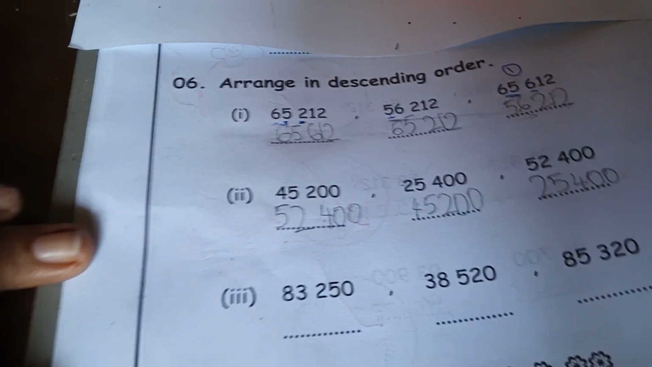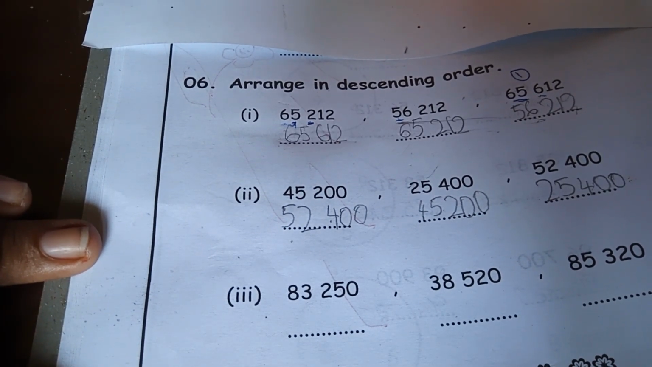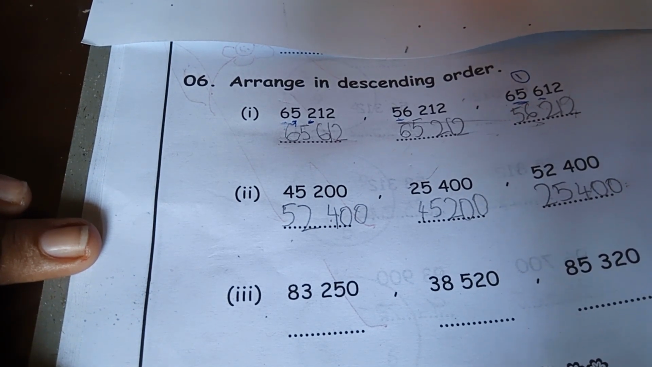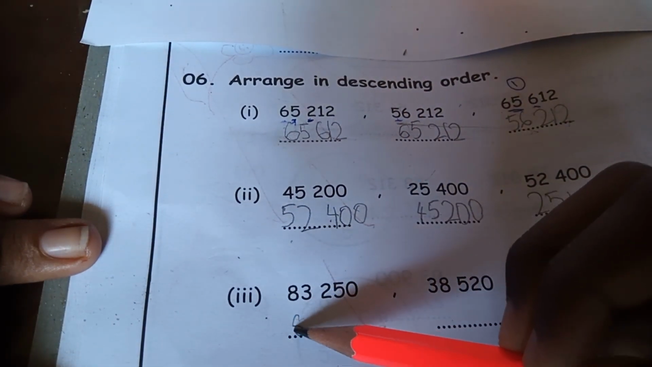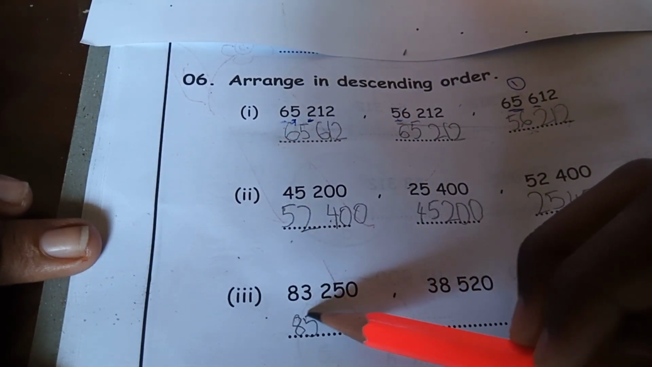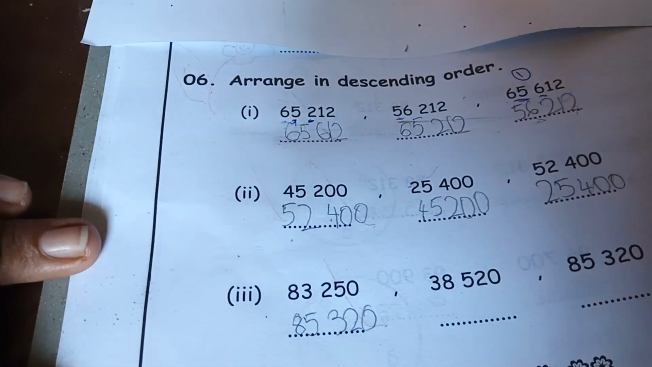83,250, 38,520, 85,320. Okay, by looking at this, tell me what's the largest number, the biggest number? 85,320. Okay, right. 85,320. The next one?